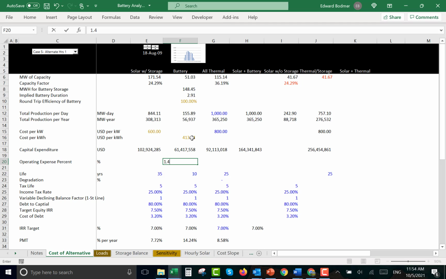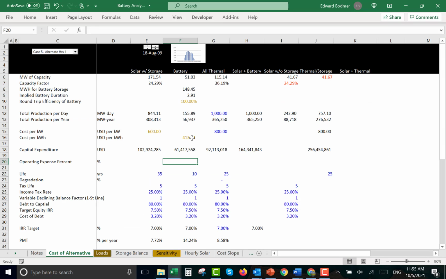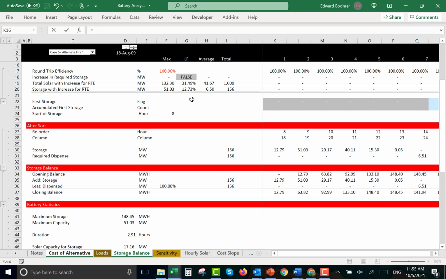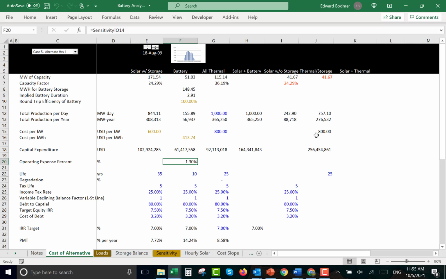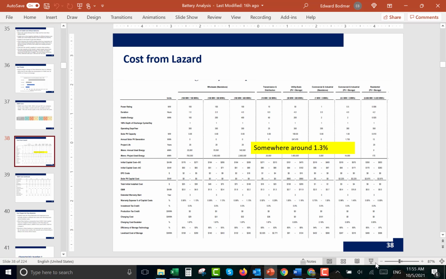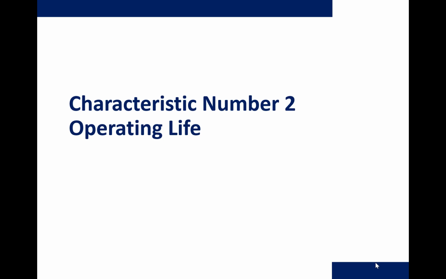And I'm going to put that again in the sensitivity case. And here I put 1.5%. I'll put 1.3% since I told you that. And we'll do at least some sensitivity analysis on that. But we can see 1.3% is not a big percentage of the capital. Now, the next issue is what is the lifetime of a battery, and this is a more difficult one. Okay, I can't emphasize the importance of this.